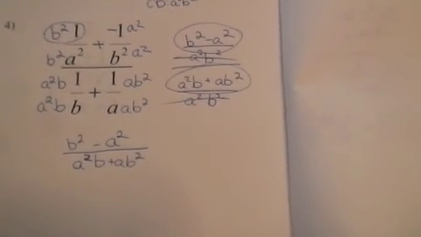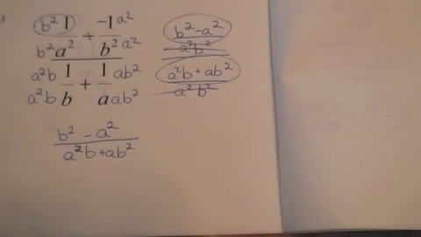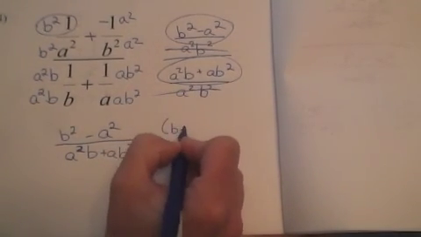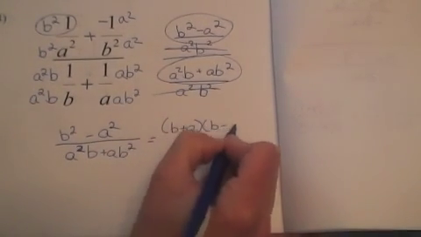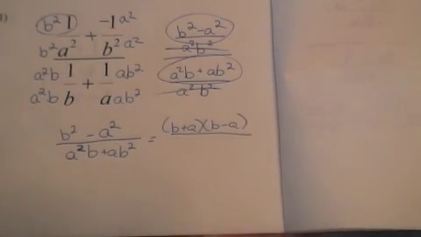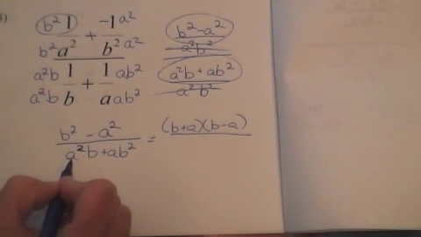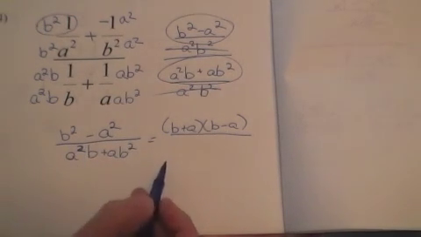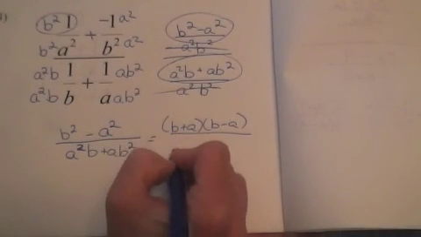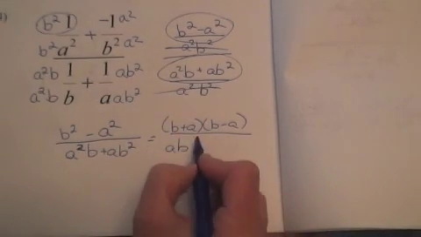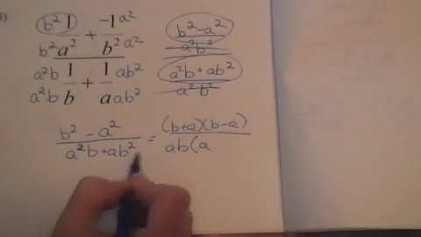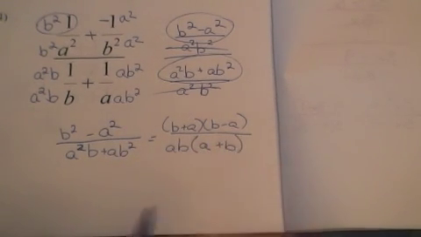All right, so here we have b squared minus a squared. We can factor that. That's a difference of squares. B plus a, b minus a. And then on the bottom, it's positive, so there's no way it's a difference of squares. So you got to see what they have in common. This one has an a and a b. So the GCF would be ab. If I divide this by ab, I'm just left with a. Divide this by ab, I'm just left with b.